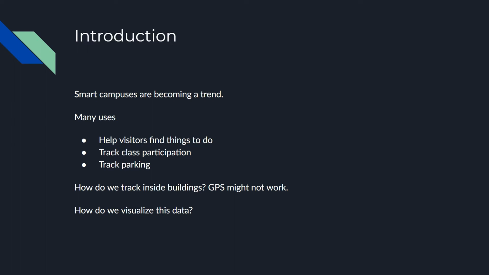of large multi-story buildings that are common on many campuses. So how do we track inside buildings? Well, the answer is Wi-Fi fingerprinting. But another issue is, how do we visualize all this data that we'll be getting? In order for a smart campus to be useful, we need ways for this data to be visible to anybody who's using it, even somebody who's not a computer scientist or somebody who's not used to the data.